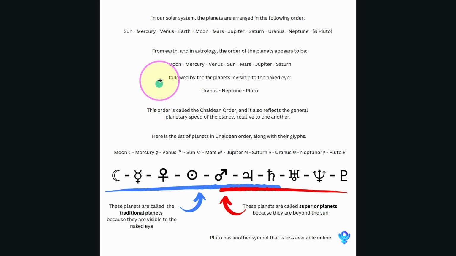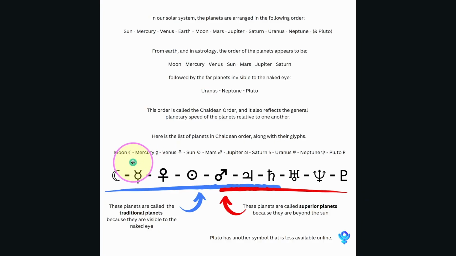Okay, so this order is called the Chaldean order, like calendar, and it also reflects the general planetary speed of the planets relative to one another. So moon is going to zoom around the zodiac once every month, the fastest. Mercury goes so fast that he can make 3 stop and starts throughout the year and still be lapping himself every year. And if you're tracking day over day, unless somebody's going retrograde or slowing down, you can see how quickly everybody moves.